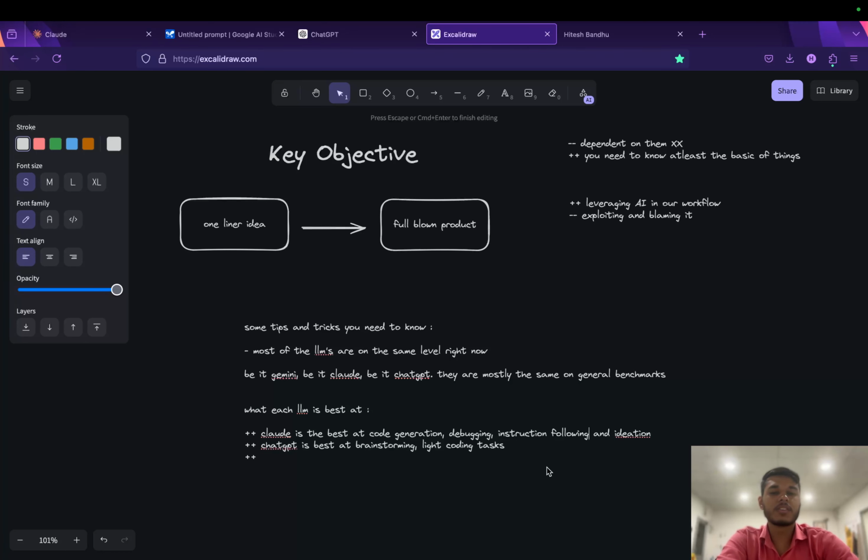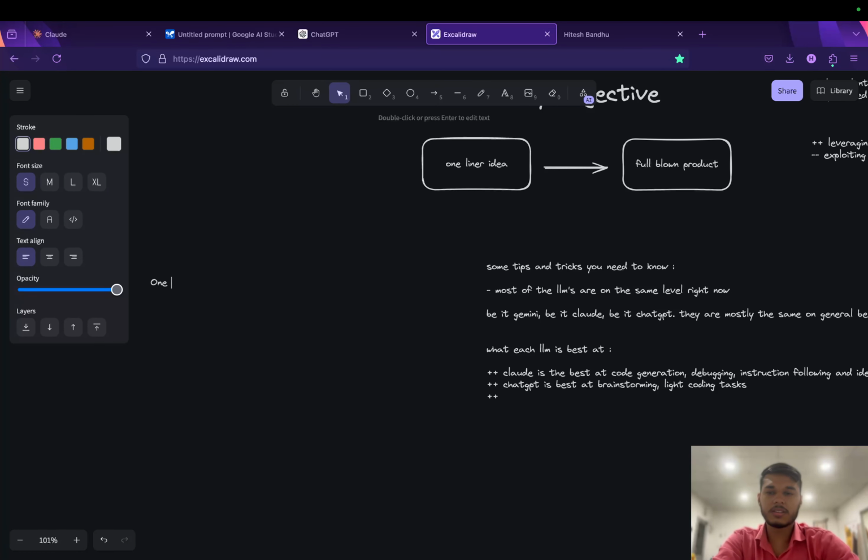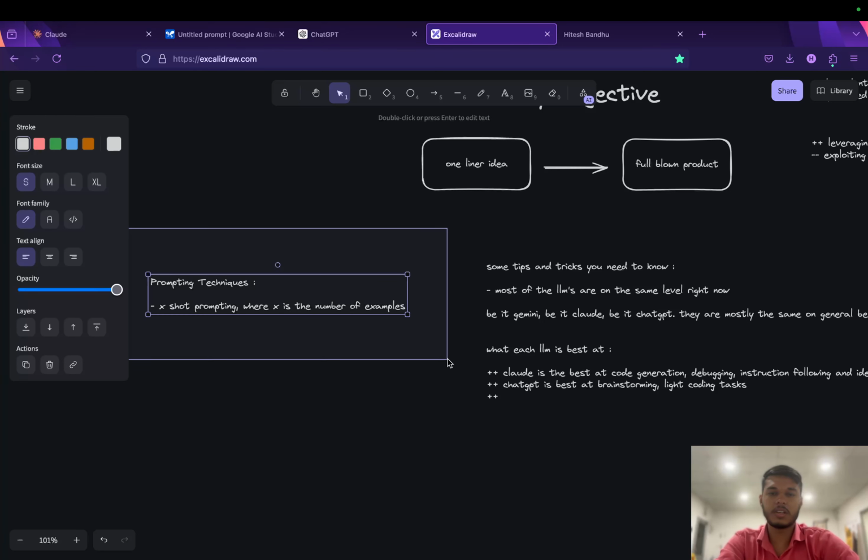I'm using the term one shot a lot, and most people won't know that term. So these are some prompting techniques. I'm just writing whatever comes to my mind. There is something called X shot prompting, where X is the number of examples.